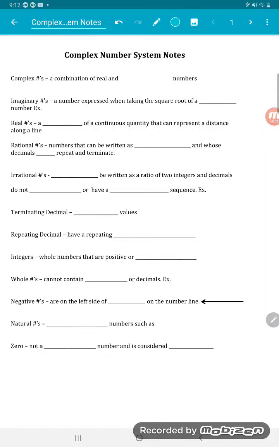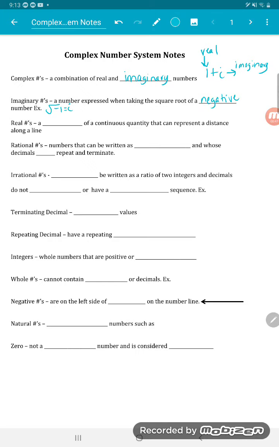We're going to look at the complex number system. The first one, complex numbers are a combination of real and imaginary numbers. For example, I have 1 plus i. 1 is a real number. i is imaginary. The second one, imaginary numbers are numbers that are expressed when taking the square root of a negative number. For example, the square root of -1 equals i.